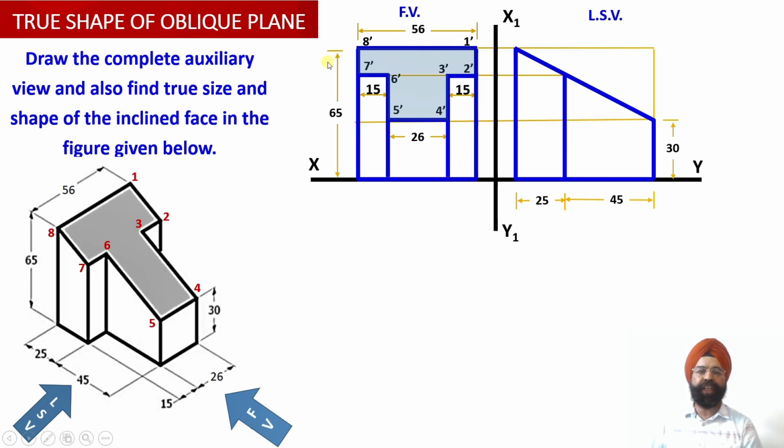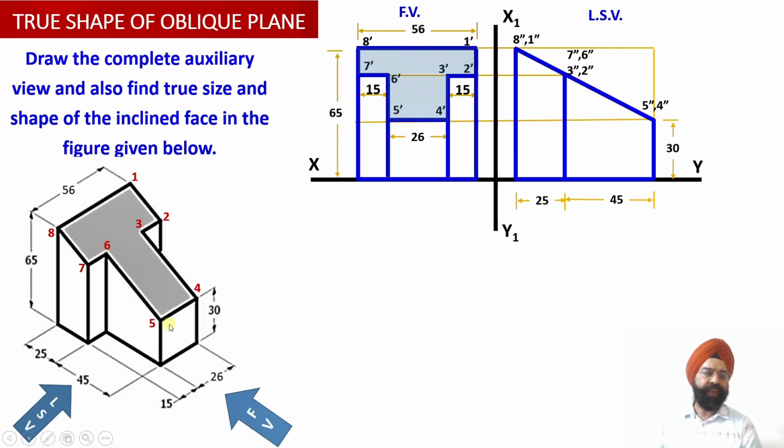Once I look from this side, the projection on the edge view will be 8'' 1''. So I can mark over here 8'' 1''. Once I look at the solid from the left hand side, these points will be 7'' 6'' 3'' and 2''.